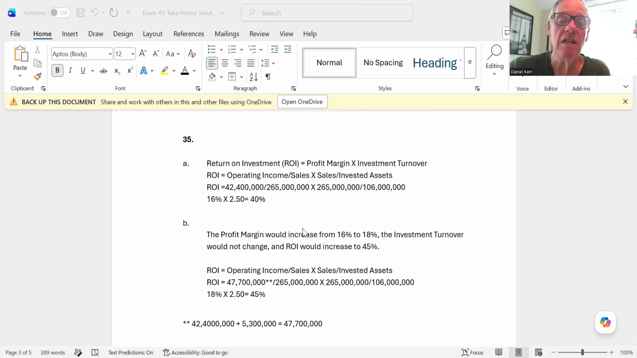You didn't change the investment turnover, so your ROI is now 45%. Okay, so the net effect of reducing the expenses there is to increase the profit margin from 16 to 18%. The investment turnover doesn't change, but the ROI now becomes 45%.